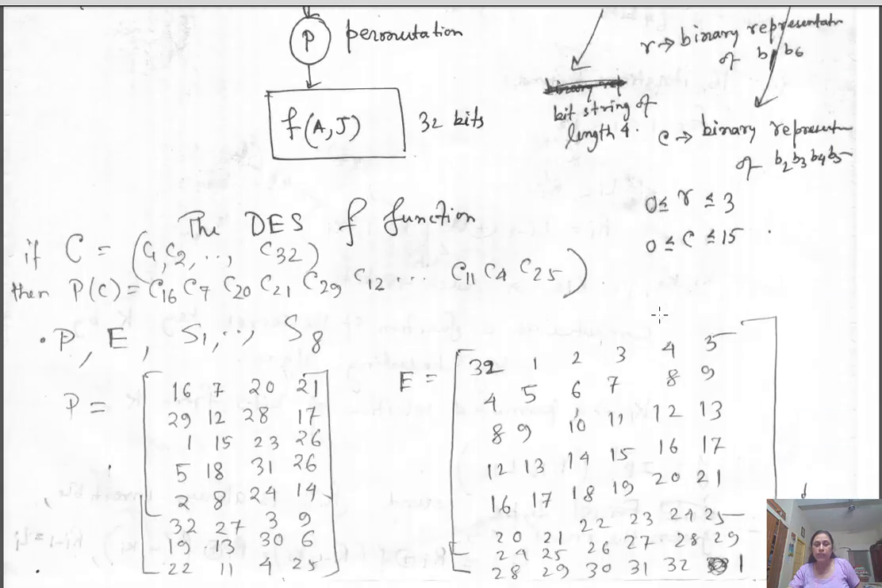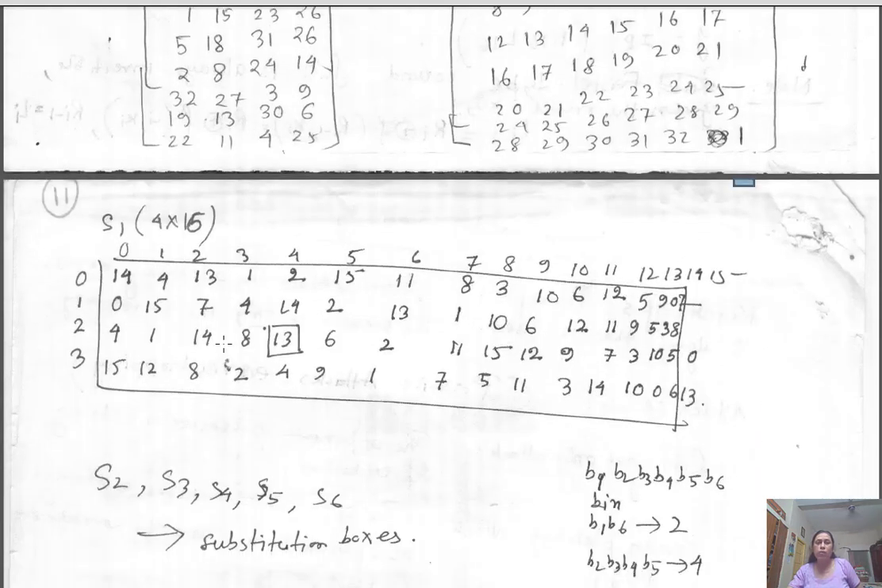I have one example here. This is S box 1. We have rows numbered 0, 1, 2, 3, so 4 rows, and 16 columns, also numbered from 0 to 15. The first row is one permutation of the elements 0 to 15, a total of 16 elements. The second row is also a permutation of 0 to 15, and so on.